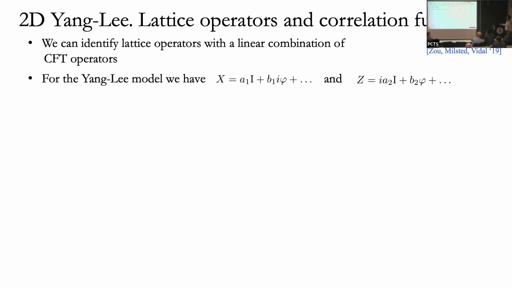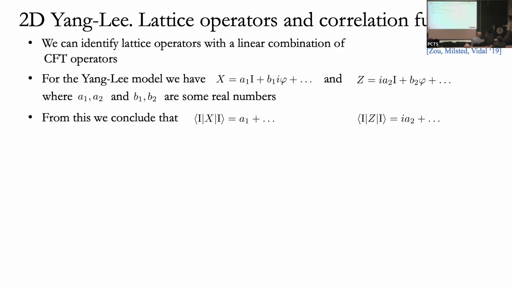So we can assume that each lattice operator goes into a CFT primary operator plus descendants, with some real numbers A1, A2, B1, B2. You need to put an i here to make this PT odd, and there's no i here to make it PT even.